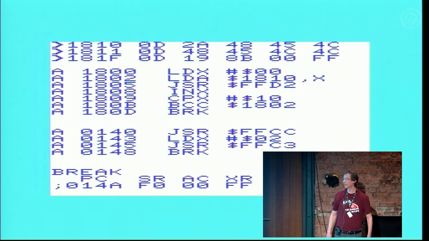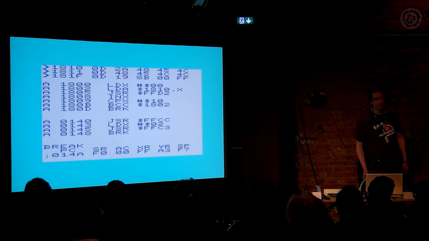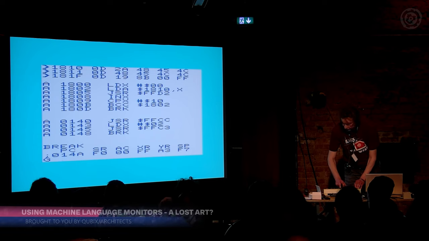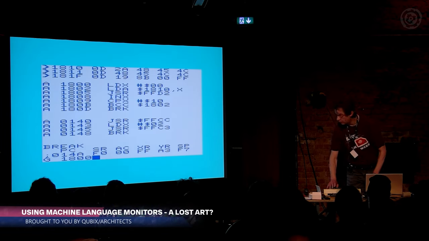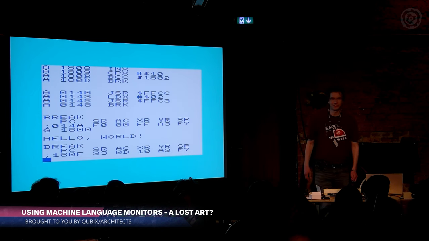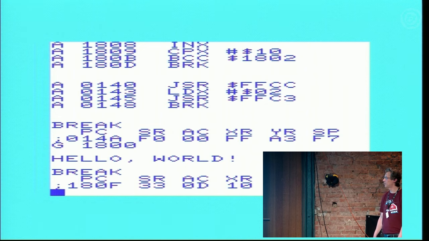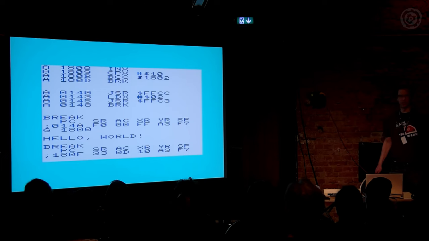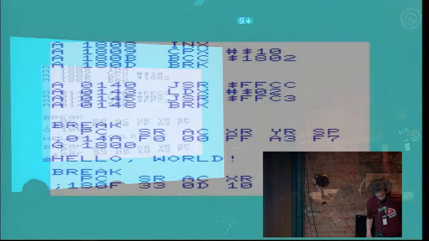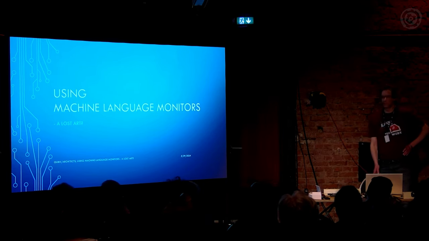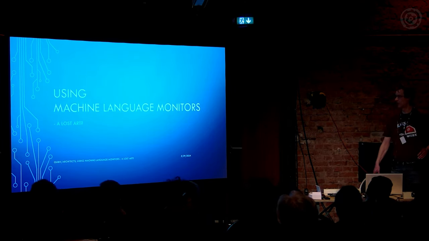There we go. So this just assembled a hello world from a file on disk. We started with this command, and there we have hello world. So successfully built with the minimum effort that you could imagine, just a few instructions. They call the operating system, and then you get the hello world without any BASIC, without any other language, just machine language. So this is about using machine language monitors and whether it's a lost art.